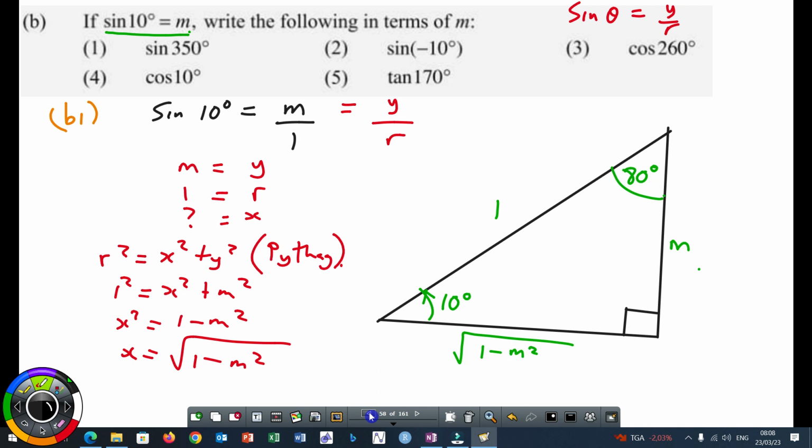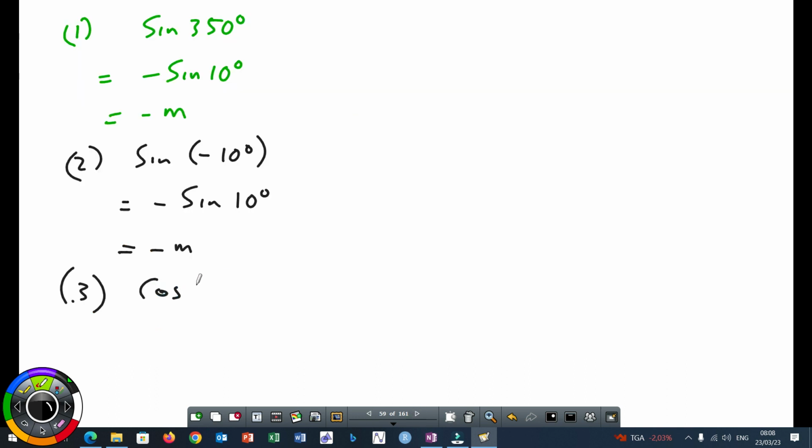Then cos 260. Now, in which quadrant is 260? Third quadrant. Is cos positive or negative? Negative. This is 260. It's in the third quadrant. So which angle can you add to 180 to get 260? It's 80 degrees. So this will be minus cos 80 degrees.